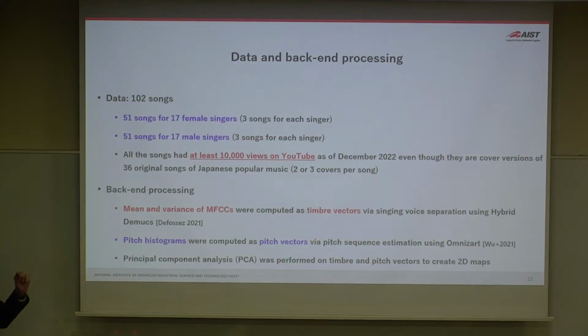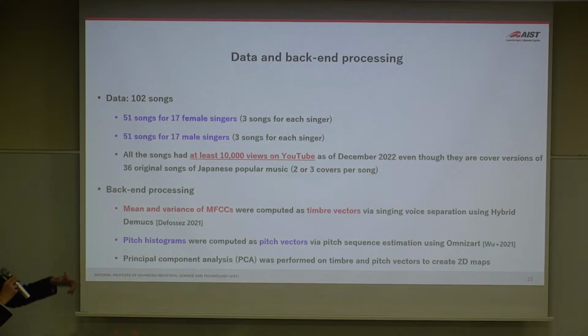This shows data and back-end processing. We used 102 songs sung by 17 female singers and 17 male singers. All the songs had at least 10,000 views on YouTube as of December 2022, even though they are cover versions of 36 original Japanese popular music.